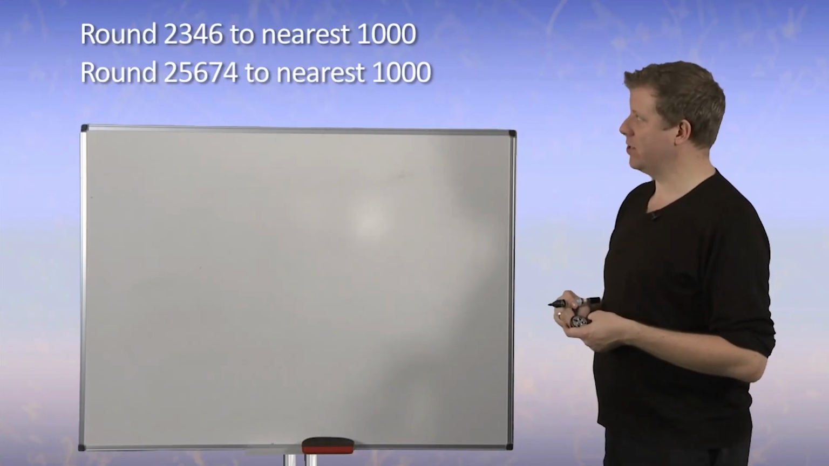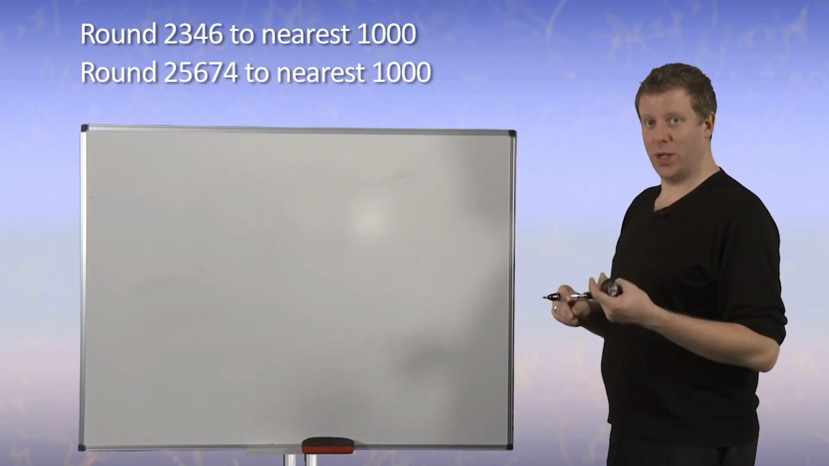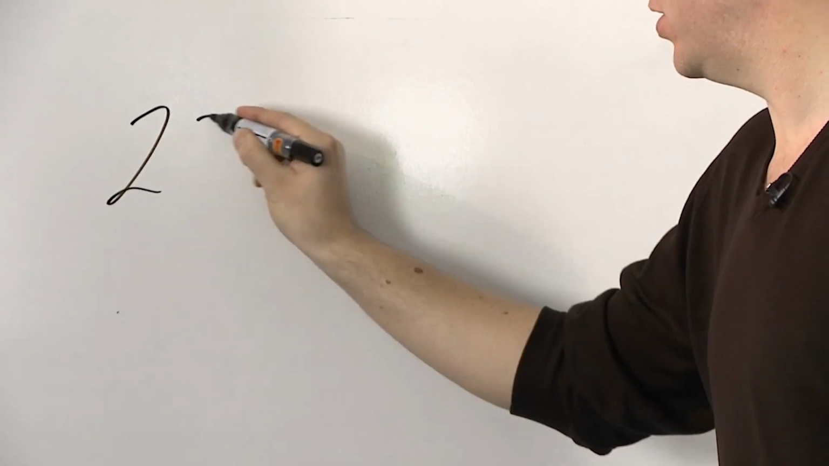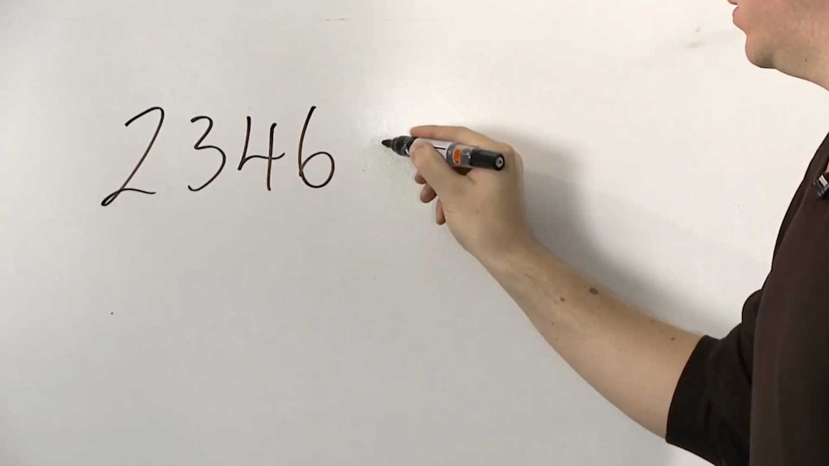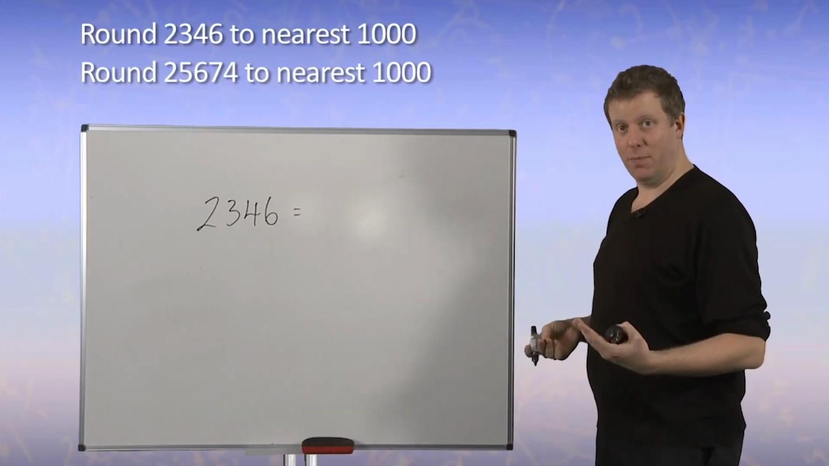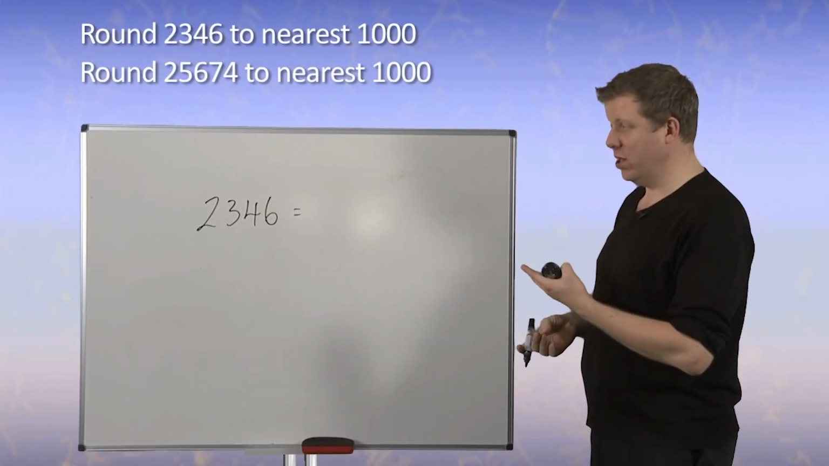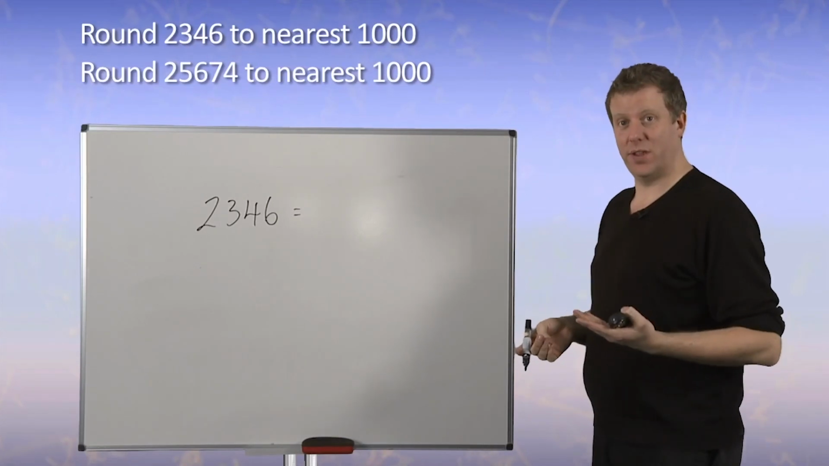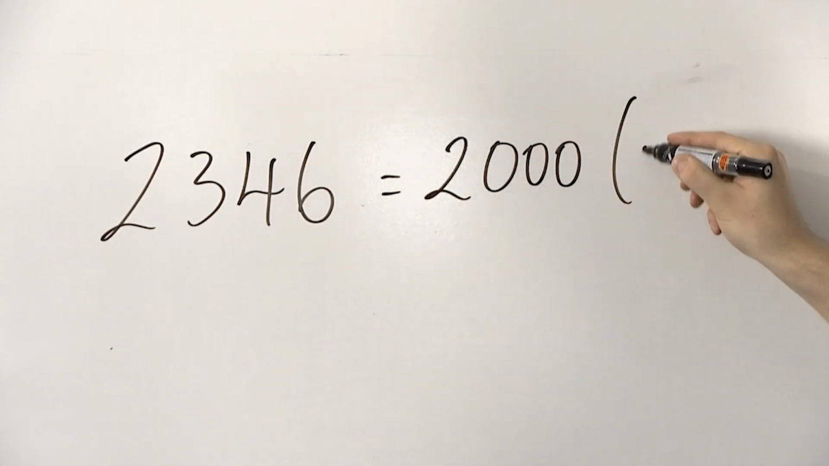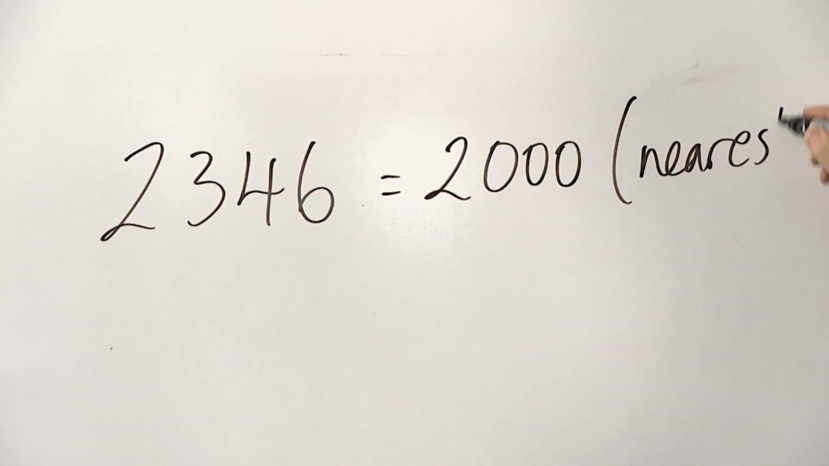Here we go, 2,346 and 25,674. So when we look at 2,346, it's between 2,000 and 3,000. And by looking at the number again, we can see it's nearer to 2,000 than it is to 3,000. So we would round it to 2,000 to the nearest 1,000.